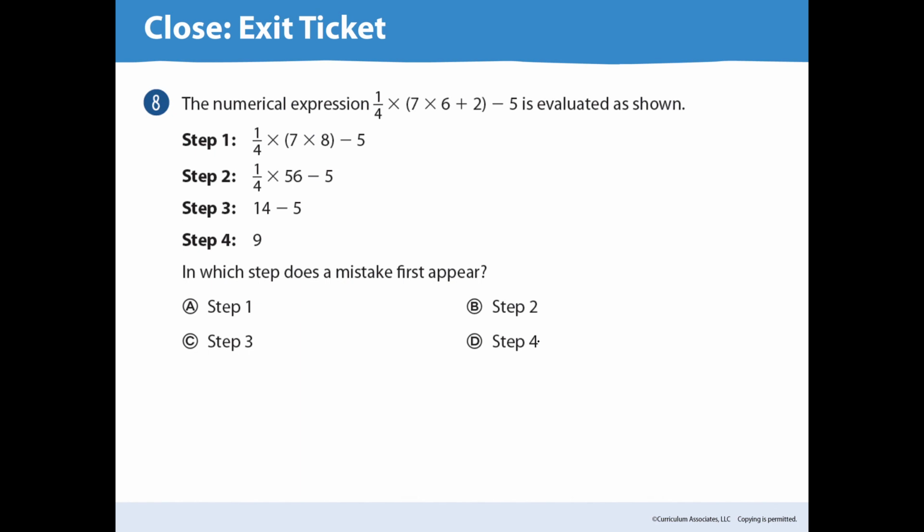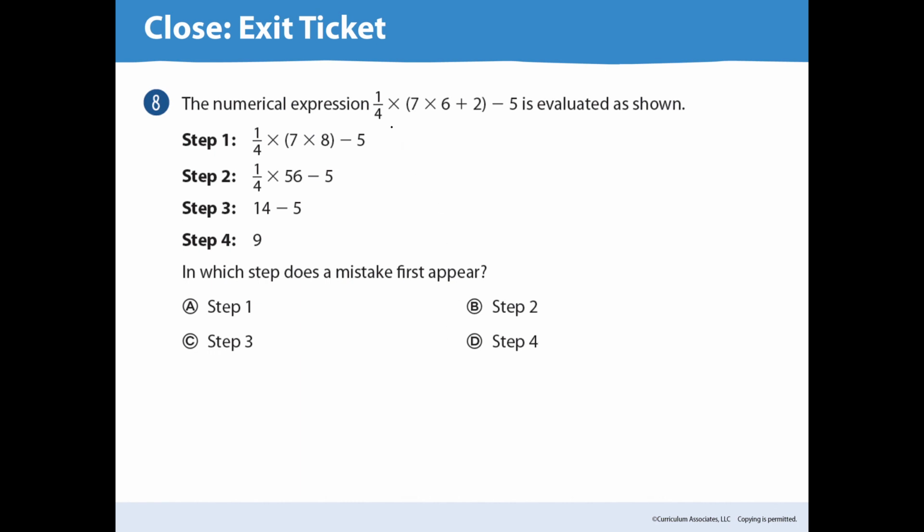Number 8. The numerical expression 1/4 times (7 times 6 plus 2) minus 5 is evaluated as shown. Step 1, 1/4 times 7 times 8 minus 5. Step 2, 1/4 times 56 minus 5. Step 3, 14 minus 5. Step 4, the answer is 9. In which step does a mistake first appear? So the answer isn't actually 9. There is an error. See if you can spot the error, press pause, and explain your work.